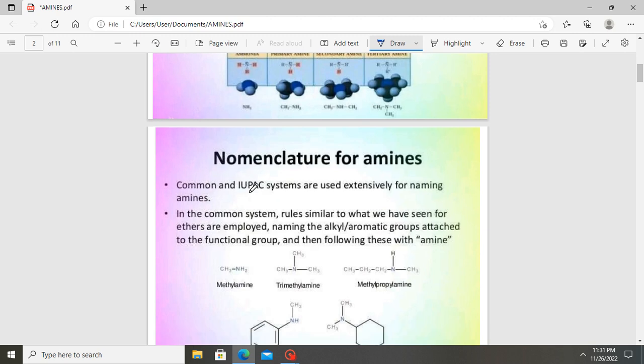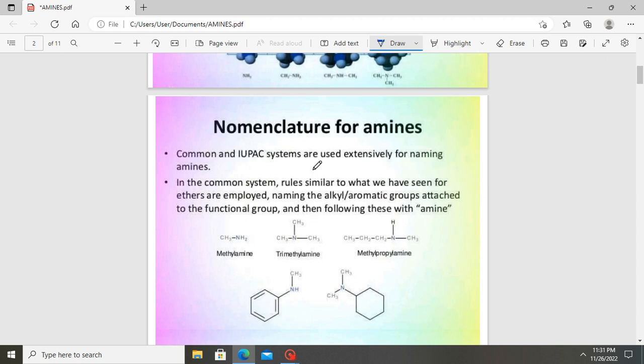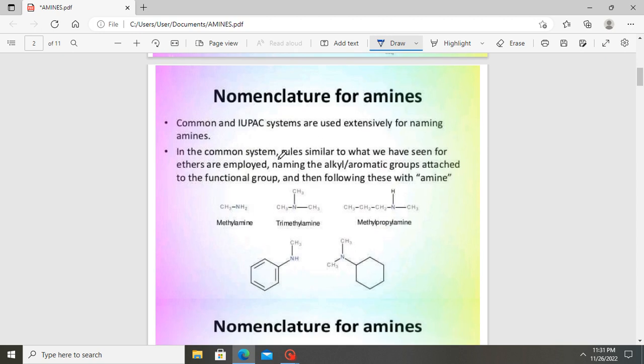Let's continue with the nomenclature of amines. How are amines named in organic chemistry? So common and IUPAC names of amines are used for naming amines. In the common system, the rules are just similar to what is normally applied in some organic compounds like ethers, naming the alkyl and aromatic groups first, and then followed by amine.